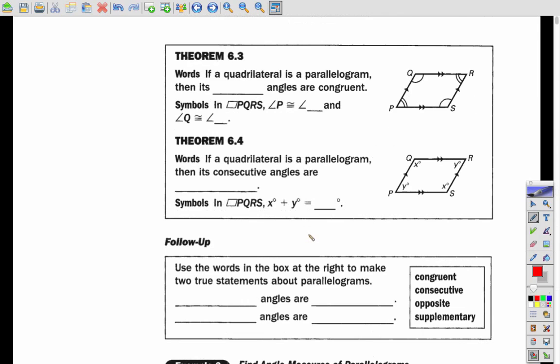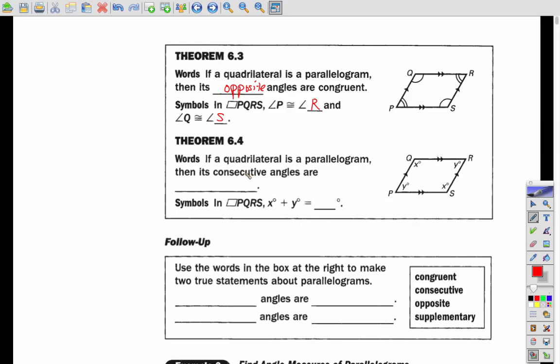So let's look at the second page. Here we have another theorem that says if I have a parallelogram, then its opposite sides are congruent and parallel. Now we're studying its angles. So the opposite angles are congruent, meaning this angle Q and angle S with one tick mark are congruent, and angle P and angle R with two tick marks are congruent. So angle P and angle R, angle Q and angle S.